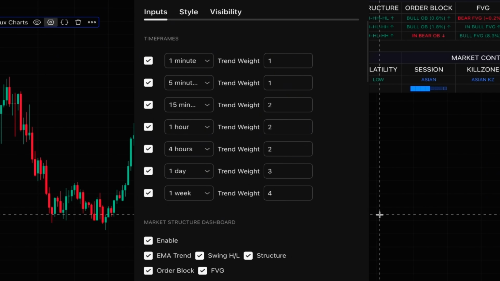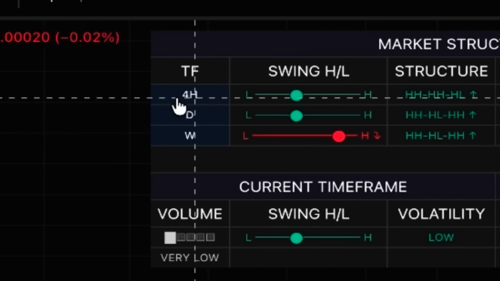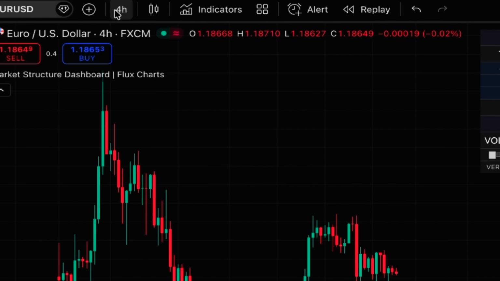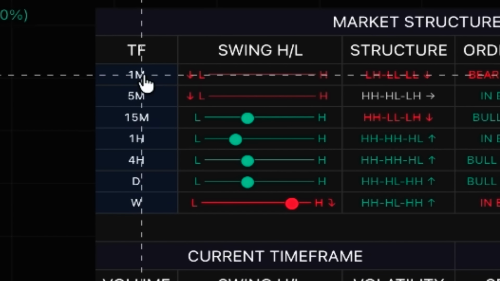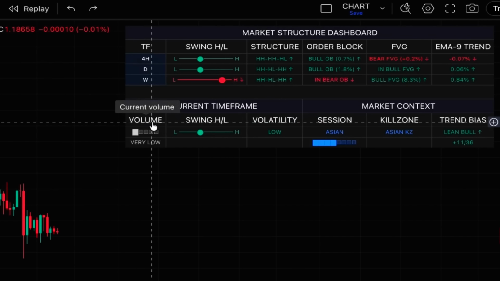At the moment, we are on 4 hours time frame. So here we have information for 4 hours time frame, daily and weekly, which is what is set by default. If, for example, we go to 1 minute time frame, you can see that we have information for 7 time frames that are set in the settings. So depending on your trading strategy and the time frames that you need, you can have your required time frames here.